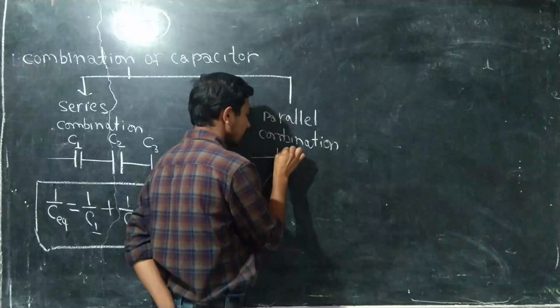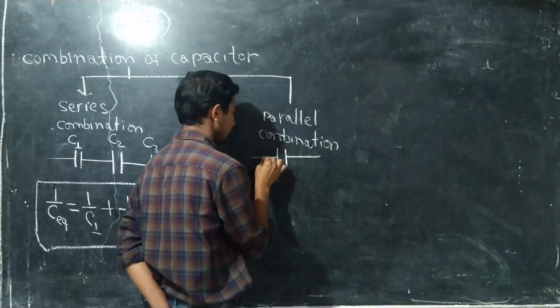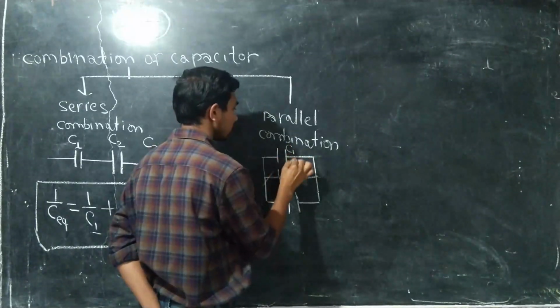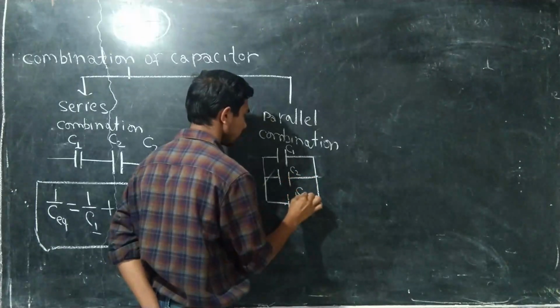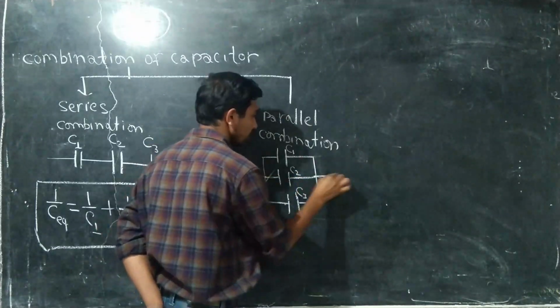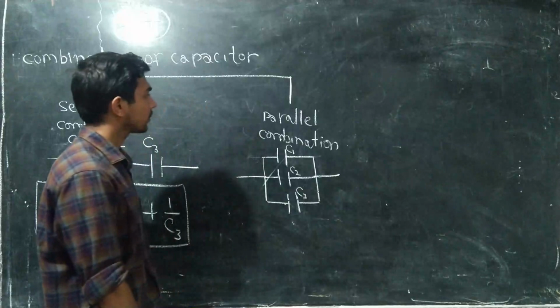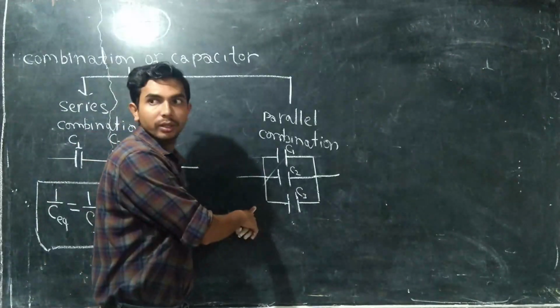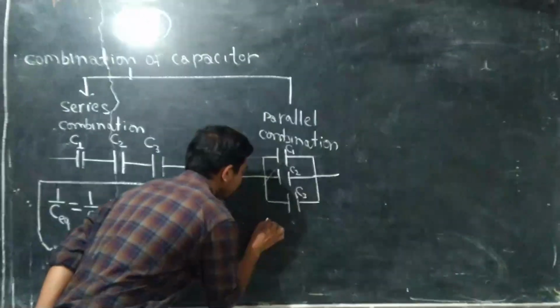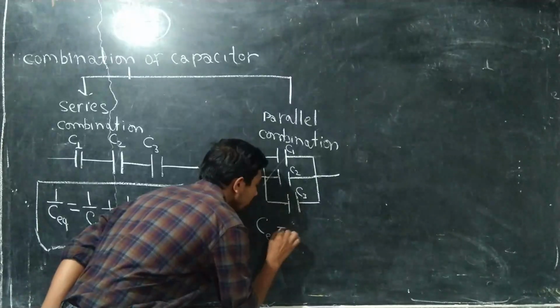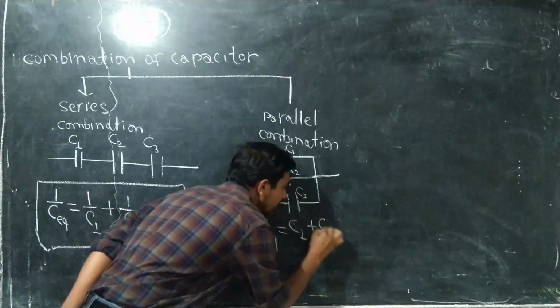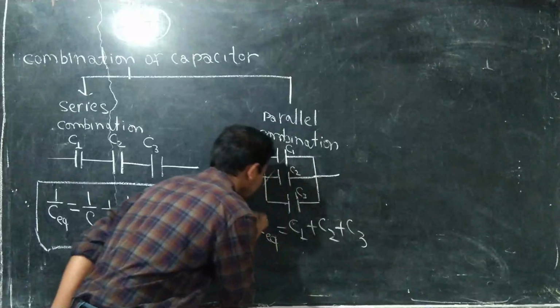So if capacitors are connected like this, okay? So this is your C1, this is your C2, this is your C3, right? If capacitors are connected like this, the combination is known as a parallel combination, right? And for a parallel combination the formula is what? C equivalent is equal to C1 plus C2 plus C3, right?